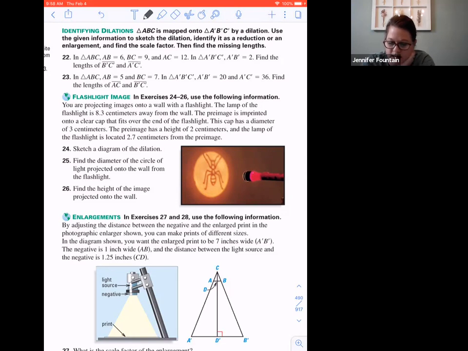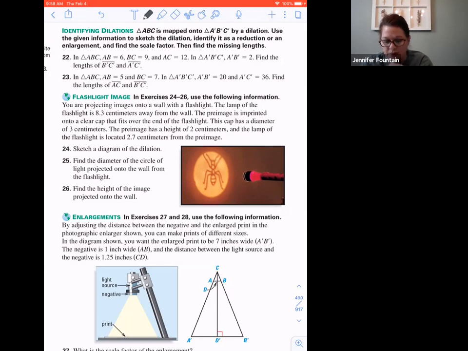Number 25, you're projecting images onto a wall with a flashlight. The lamp of the flashlight is 8.3 centimeters away from the wall. The pre-image is imprinted on a clear cap and it fits over the end of the flashlight. The cap has a diameter of 3 centimeters. The pre-image of the height is 2 centimeters and the lamp of the flashlight is located 2.7.